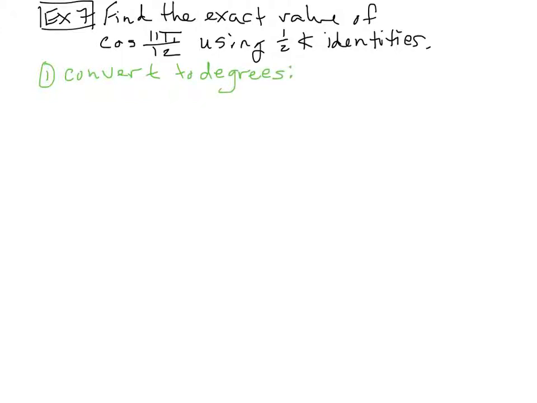So I'm going to take 11 pi divided by 12, and I'm going to multiply it by 180 divided by pi. Your pi's disappear, and 12 divides into 180 how many times? So 12 goes into 180 15 times.